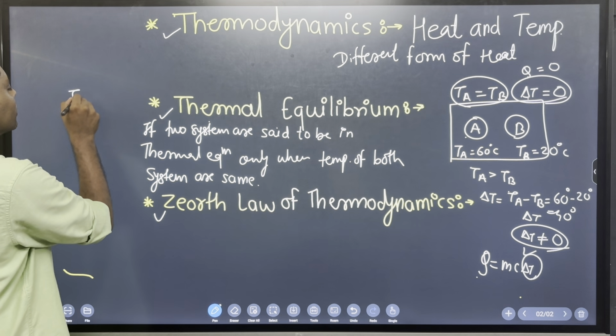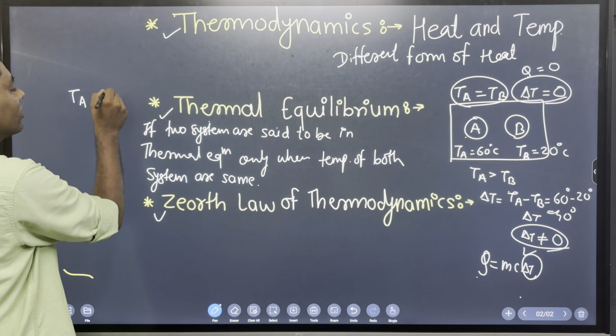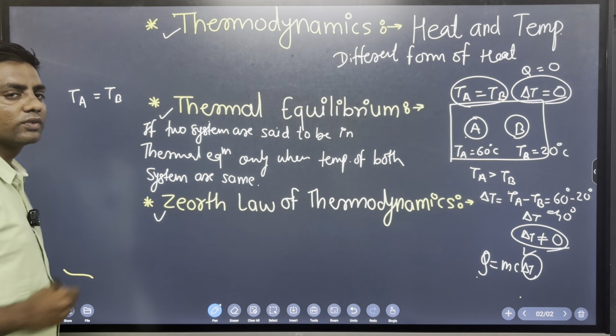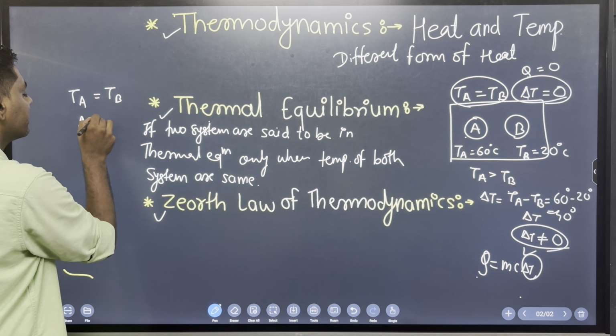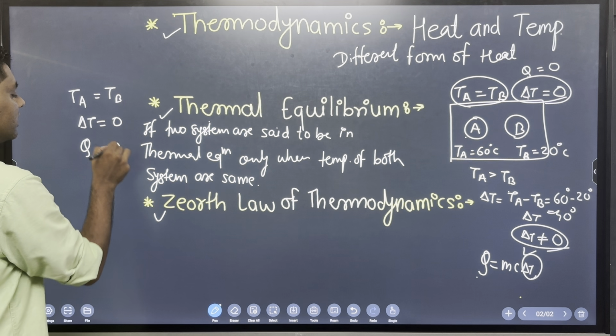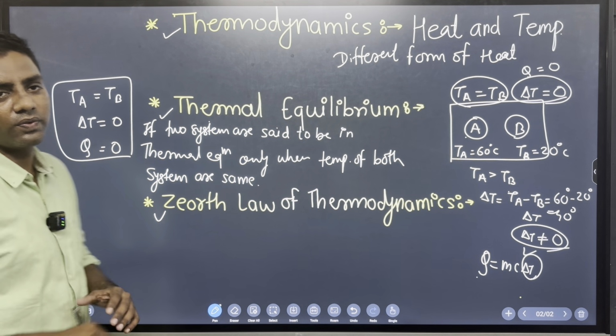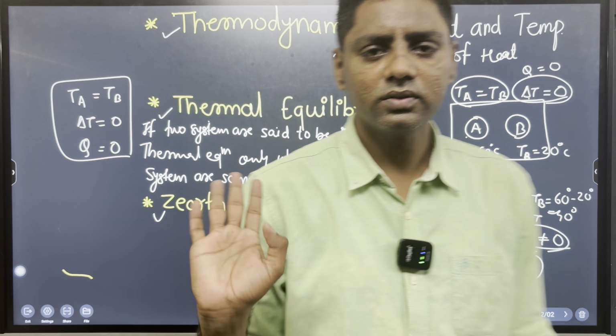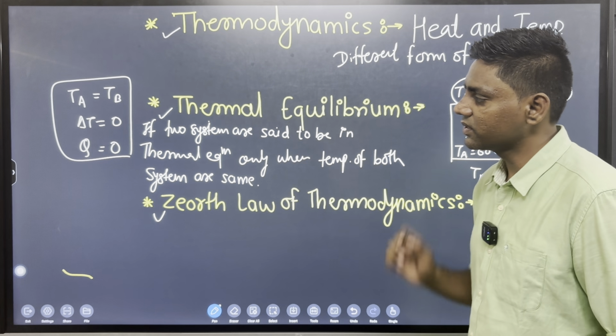If the temperature of object A or system A is equal to the temperature of system B, then delta T is 0, and whenever delta T is 0, there is no heat transfer taking place between them. If you remember the three observations, done. So what is the best example?